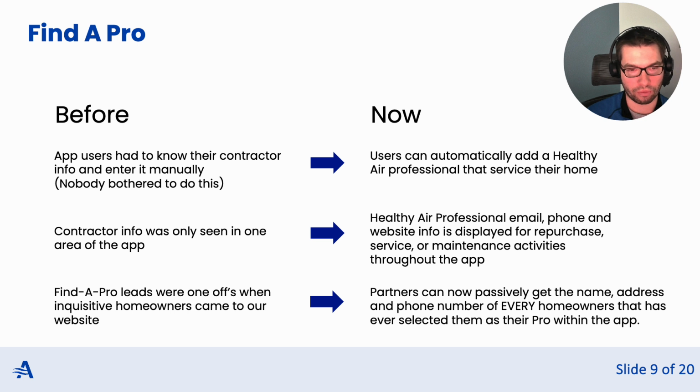Find a Pro leads were one-offs when inquisitive homeowners came to our website. So now we can passively get their name and phone number and everything, and we can figure out how many homeowners actually selected that Pro in their app as their Pro.